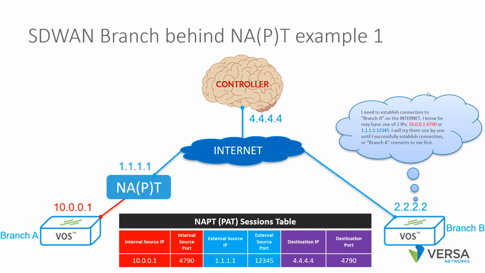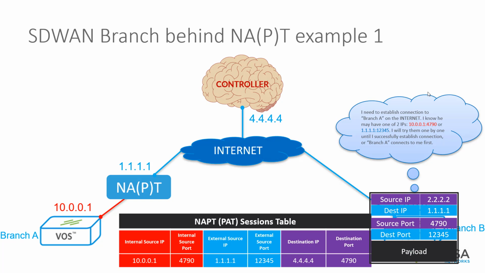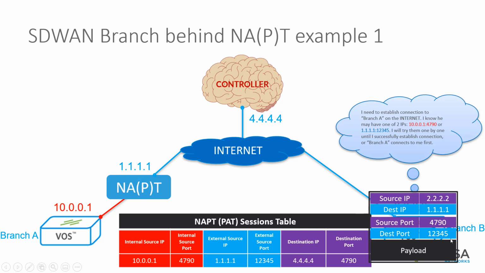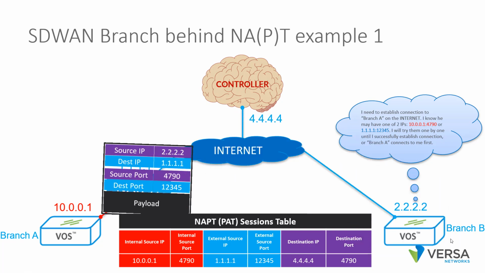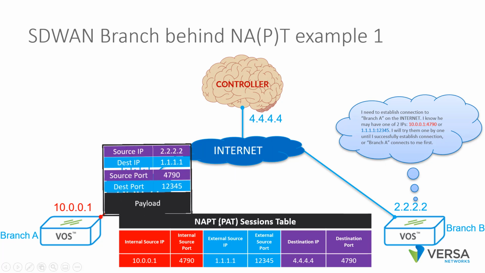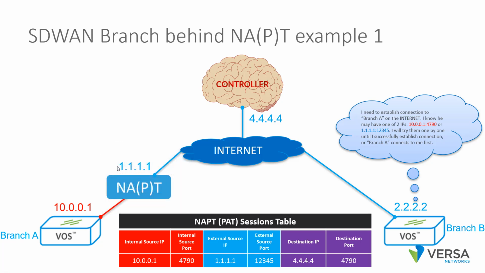If, in this case, the device will try to establish a connection to the IP address 1111 port 12345, the packet, of course, will reach the network address port translation device, but there is no record which indicates the connection between 10.0.0.1 and IP address 2222. So the NAT device will just drop this packet. It doesn't know how to do this translation. So in this case, we have a question. How is it possible to establish a connection between these two devices?